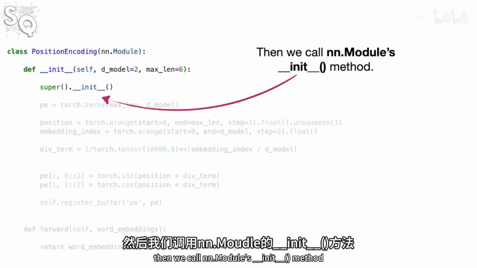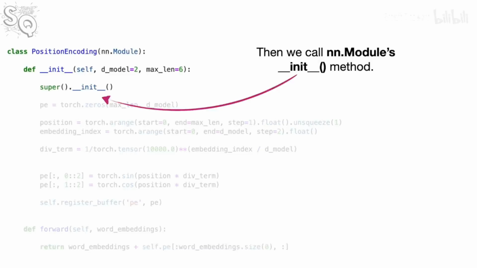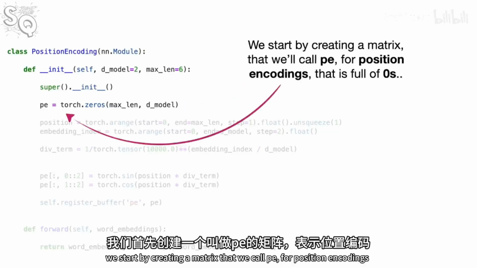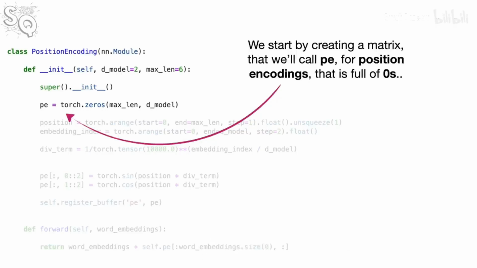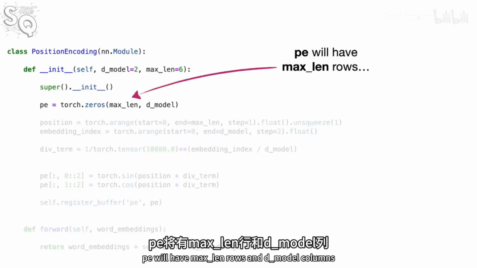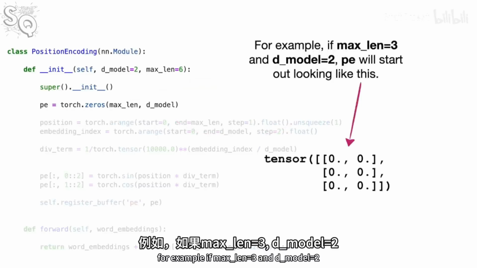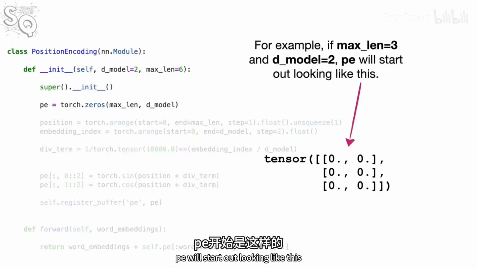Then we call nn.Module's init method. And now we start the code that will create a matrix of position encoding values. We start by creating a matrix that we call pe, for position encodings, that is full of zeros. pe will have max_len rows and d_model columns. For example, if max_len equals 3 and d_model equals 2, pe will start out looking like this.